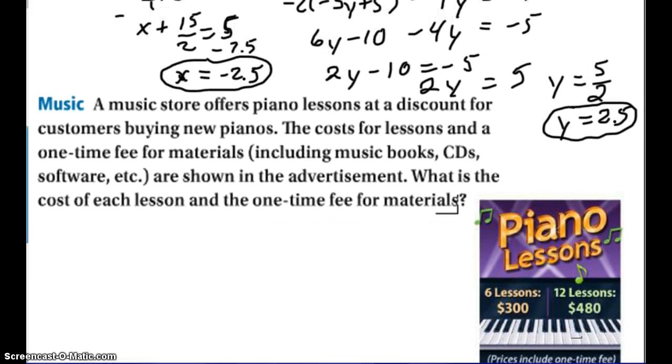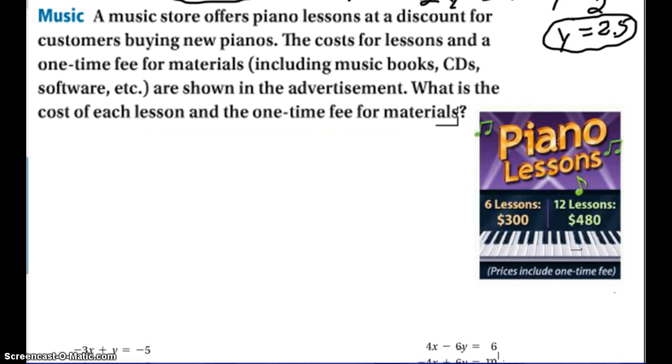Let's talk about a real-world situation. I'm not really sure how real-world, but you can use anything from 6 piano lessons, 12 piano lessons to some other type of lessons or buying bananas, oranges, what have you. This is a pretty universal setup with these systems of equations.